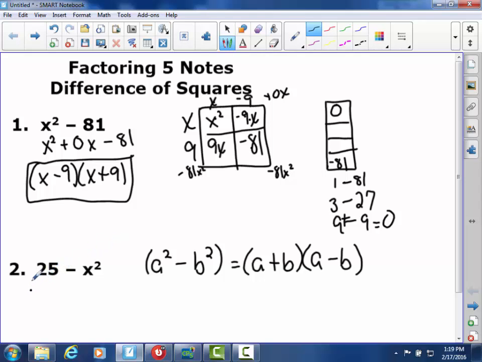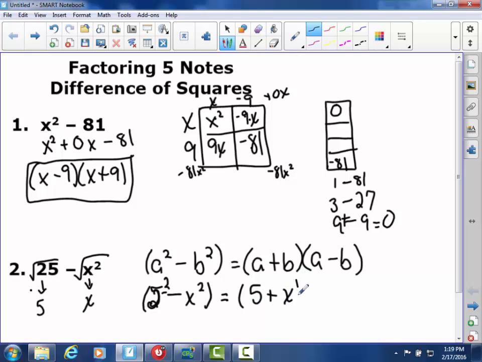What that allows us to do is take the square root of 25 and we get 5. And we can take the square root of x squared and we get x. So if we're using our formula here, 25 rewritten would be 5 squared minus x squared. So we can say 5 plus x and 5 minus x. Okay, so it's a little bit of a shortcut, but you have to remember it. It is on your formula chart, but you have to remember to apply it.